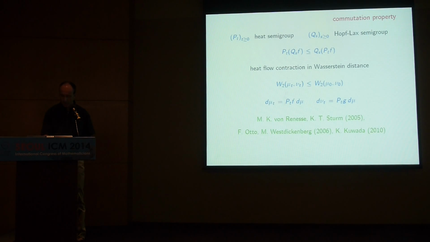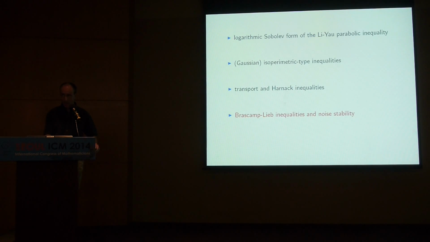And just for the record, let me mention that there is actually a full duality here expressed again in non-negative curvature. There is a full commutation property between heat and Hopf-Lax semigroups that is at the root of the heat flow contraction in Wasserstein distance, which has been studied by several authors during the last year. But actually, it completes two items at the same time, covering the applications to optimal transportation by the Harnack inequalities, which appeared as a reverse form of isoperimetry.